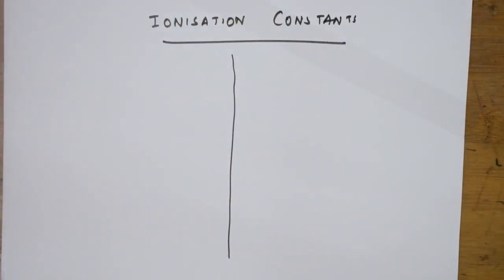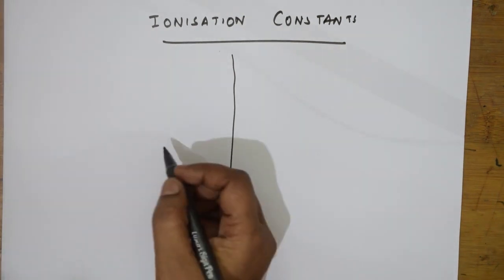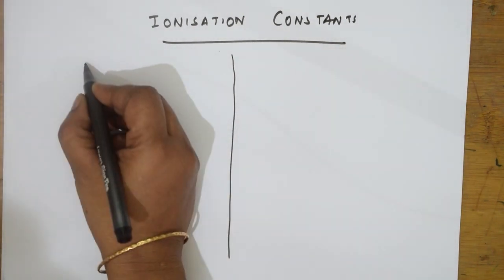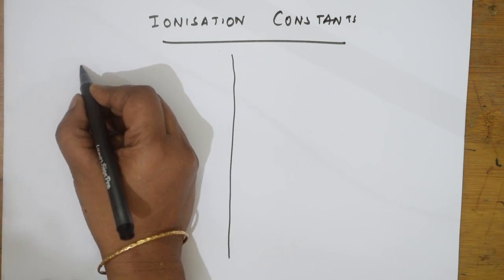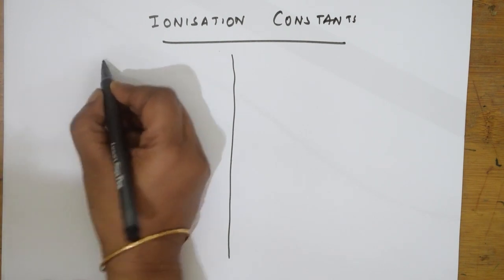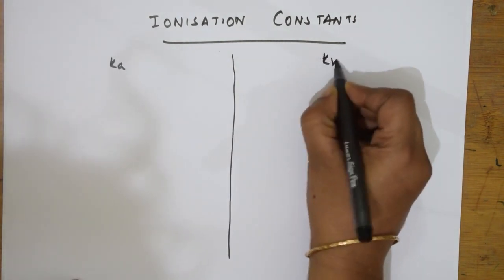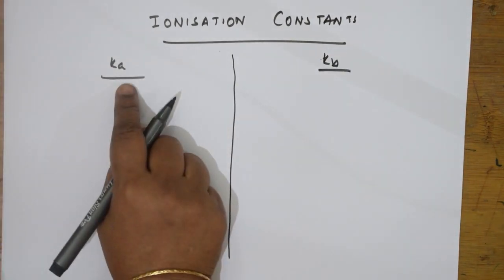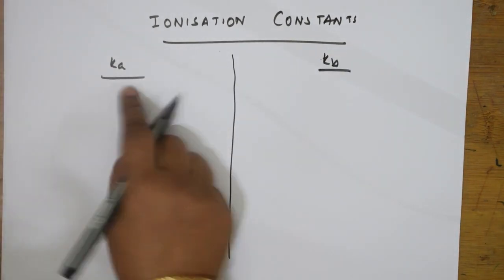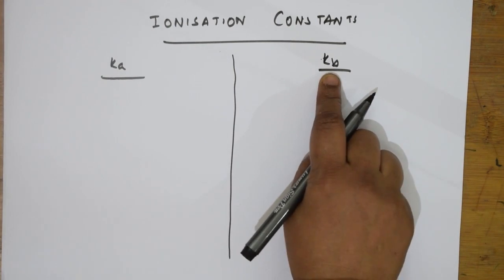So after the ionic product of water, let us learn one more important thing, that is ionization constants. This is ionic equilibrium, and that's the reason we have to learn about different equilibrium constants. Here I'm going to talk about the ionization constants, that is Ka and Kb. This is the ionization constant of an acid, and this is the ionization constant of a base.